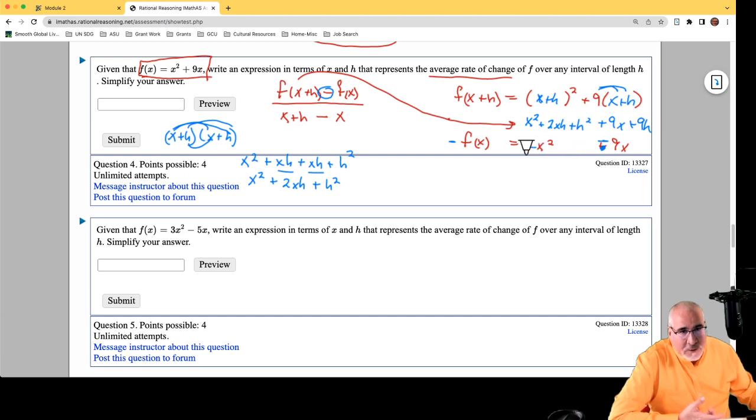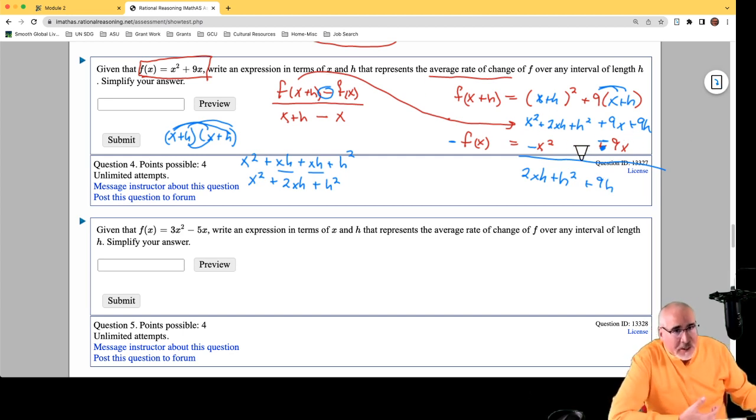What's a cool thing is now that I've written it this way, I don't know, it's cool for me anyway, is that you've got your stuff that's going to cancel lined up. X squared minus x squared, well, that's 0, right? So what is left? 2xh plus h squared. That didn't get canceled. Plus 9x and minus 9x, those cancel. That's 0. And so then there's a plus 9h. That's all that's left. And so instead of rewriting this up long form, I've done it vertically, which allows easier subtraction. So this is now my complete numerator.